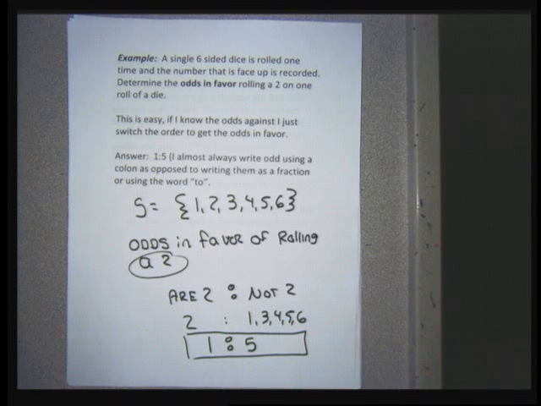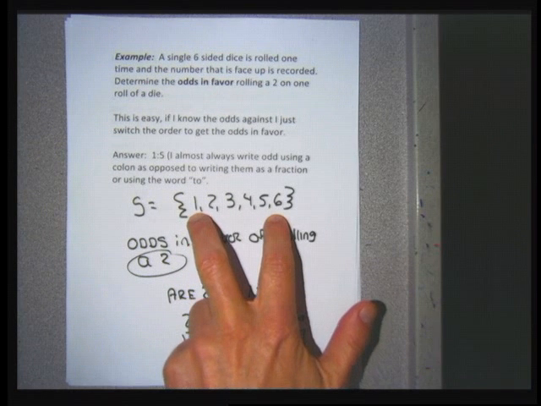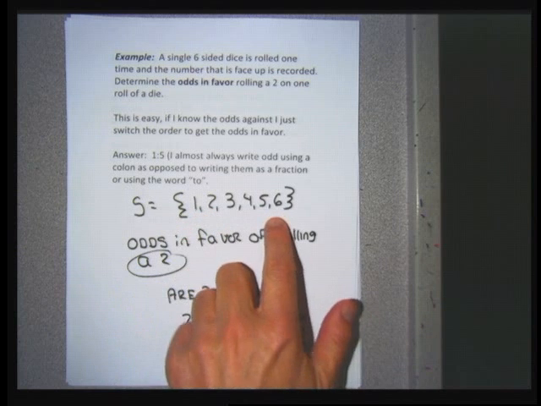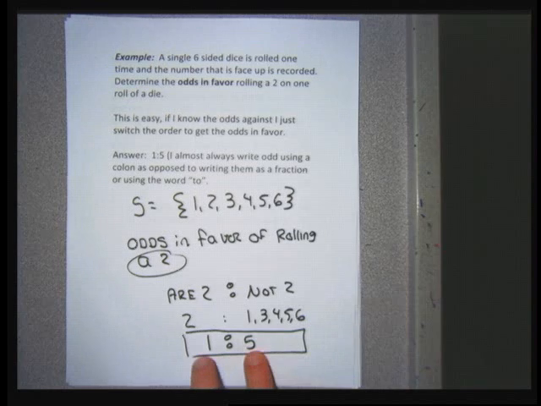It should always be the case when you do an odds that the two numbers that you put in add up to the number of items in the sample space. So when I'm doing odds in favor or odds against, when I'm rolling a single dice, because there's 6 different outcomes that are possible, my two numbers should add up to 6.